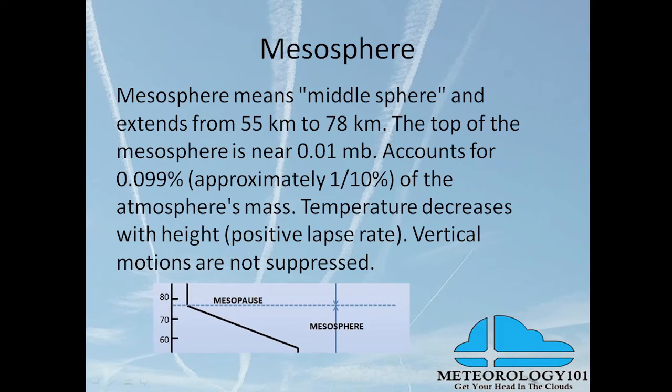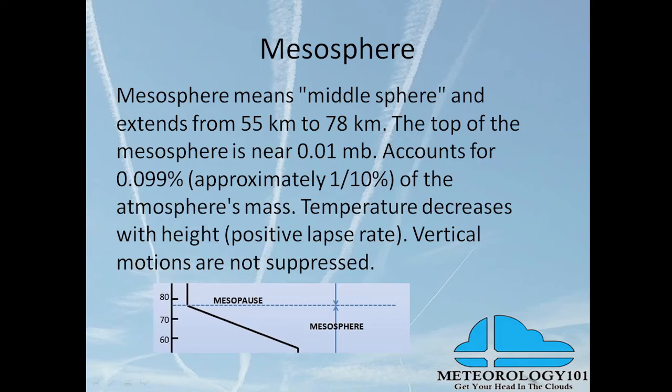The mesosphere is the middle sphere. That's the definition for mesosphere, and it extends from 55 kilometers to 78 kilometers. So now you're looking at 34 to 48 miles up for the thickness of that layer. The top of the mesosphere is about 0.01 millibars.